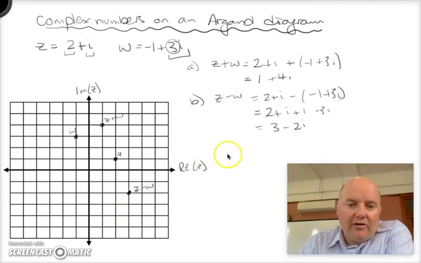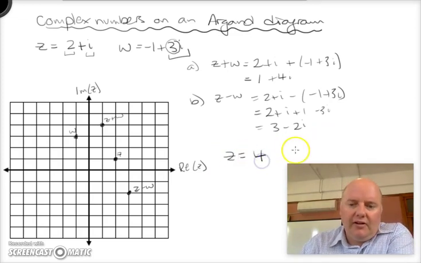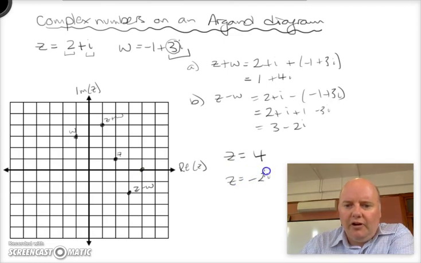A couple other things about graphing: if it's purely real, for example, if you have to graph the complex number z equals 4, it doesn't look like a complex number because it's only got a real part. It just so happens the imaginary part is a 0. We just put a dot at 4, so 1, 2, 3, that would be there. Alternatively, if it was just minus 2i, we'd come down on the axis and we put a dot where minus 2i is. So that's how you graph complex numbers on an Argand diagram.